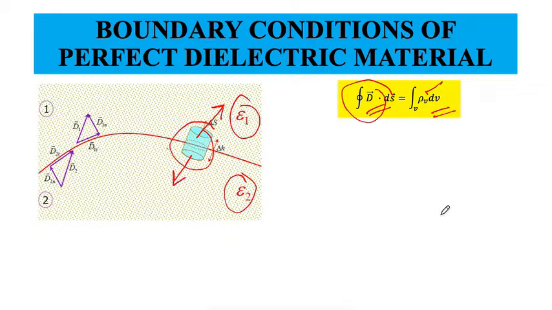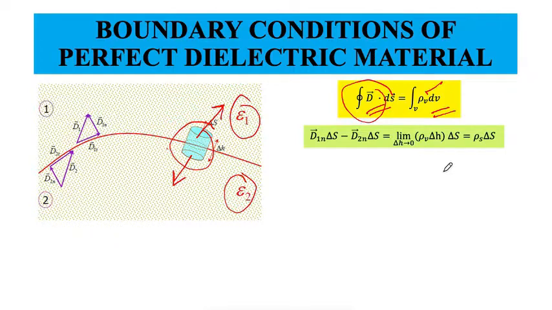So let us first write down the left side. If I write it down, I get D normal 1 into delta S minus D normal 2 delta S. The negative sign indicates that delta S, the normals to the top and bottom, are in opposite directions. Which one is negative and which one is positive is not very important. What is important is that these two are opposite in nature.